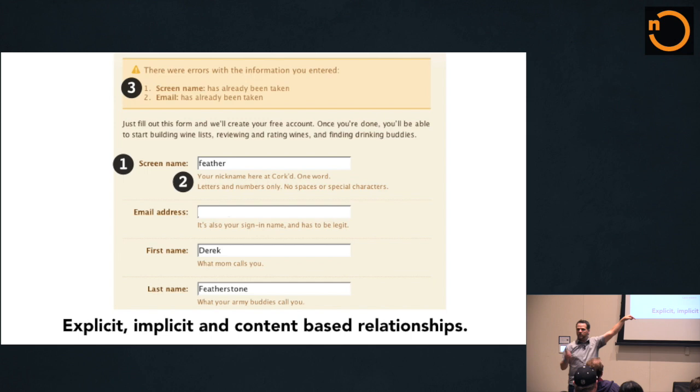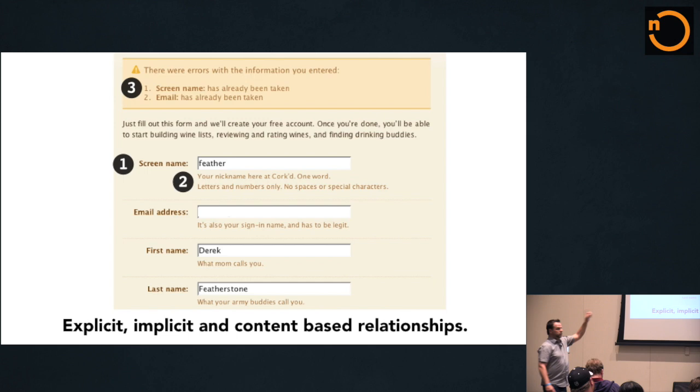Right? If you take a look just below that screen name form field, you'll see a whole bunch of extra text, some hints. Your nickname here at Corked, one word, letters and numbers only, no spaces or special characters. Now that, in this version, is not programmatically tied to the field. What it is, though, is visually tied to the field because of its placement. There's an implied relationship there. That's an implicit relationship. And there's also another relationship on the page. If you take a look at the error messages at the top, it says there were errors with the information you entered. Screen name has already been taken. That's not programmatically tied to the field. It's not visually anywhere near the field. But if you take a look at it, there is a connection to that field.